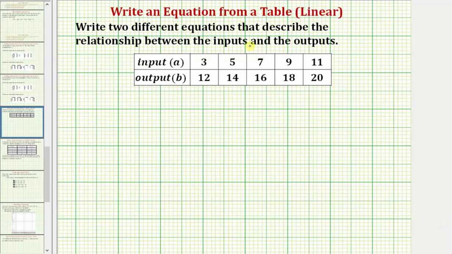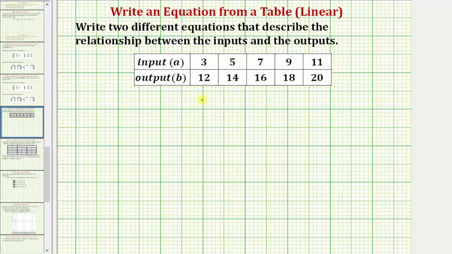Write two different equations that describe the relationship between the inputs and the outputs, or in this case, the relationship between A and B. So we want two different equations that work when A equals 3, B equals 12; when A equals 5, B equals 14; when A equals 7, B equals 16, and so on. So we want to analyze the values of A and B to come up with a rule to write our equation.